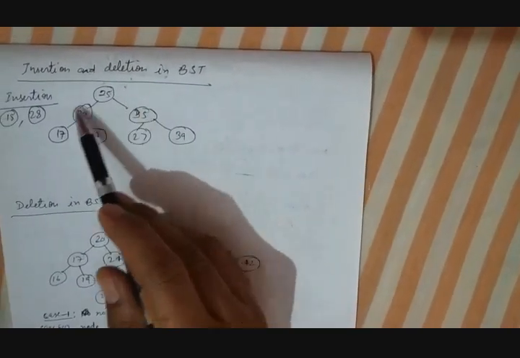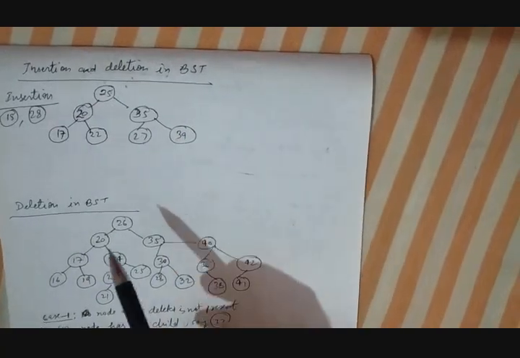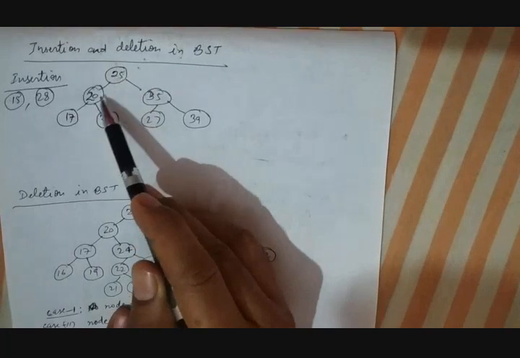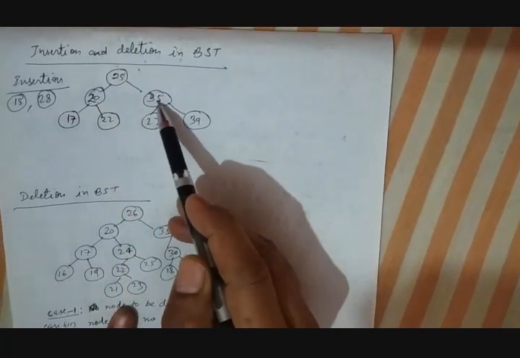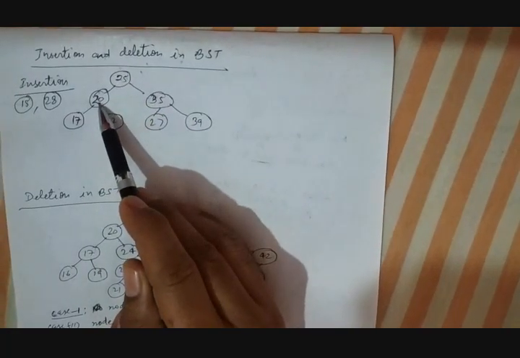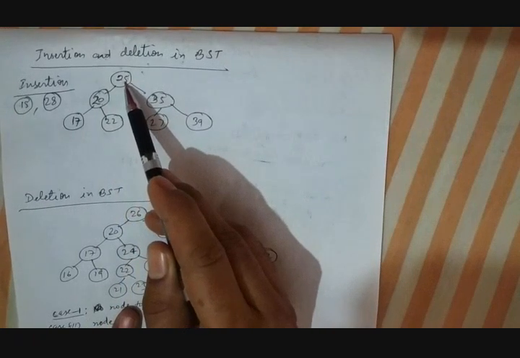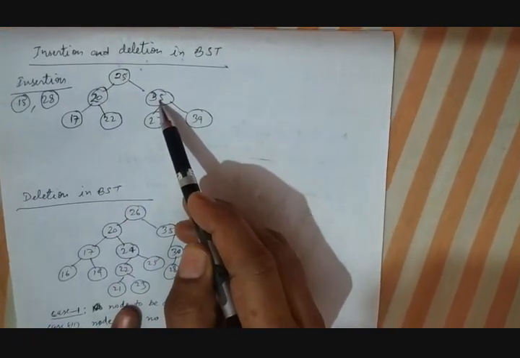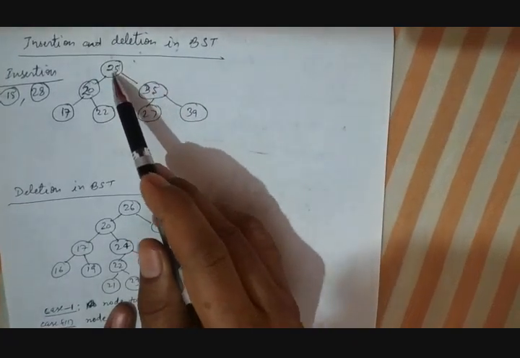Just see here, this is a binary search tree. How can we say that this is a binary search tree? Just start from the root. Here this is parent, this is left child, this is right child. Just see, the key value of left child is 20, which is less than its parent 25. 20 is less than 25, while the key value of right child 35 is greater than 25.